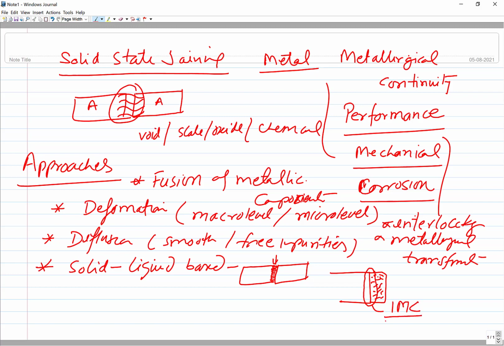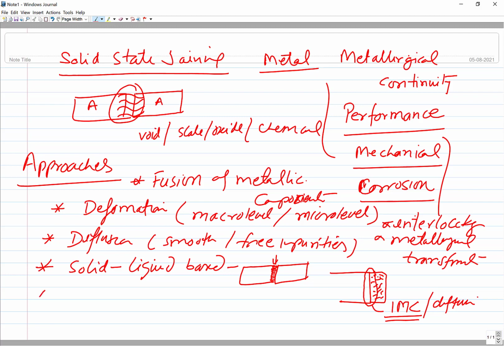This metallurgical interaction leads to the formation of intermetallic compounds. At the same time, there is some diffusion of elements from the low melting point filler to the base metal, and from the base metal to the low melting point filler, which is there in the form of solder or the brazing metal. So the IMC formation and the diffusion across the interface will dictate the joint performance. Solid-liquid based joining is the next approach.